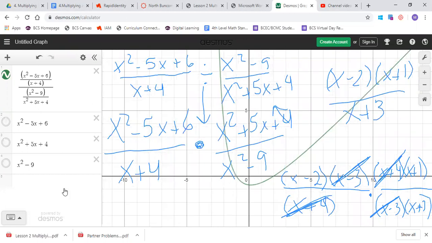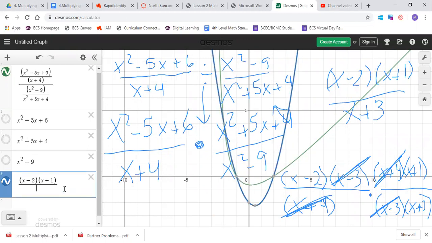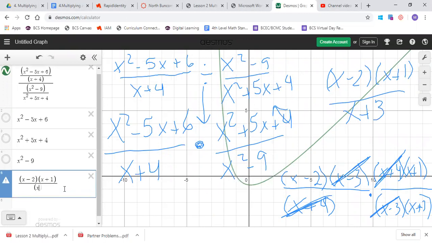And just check my answer, which is something I've been really focusing on, checking my answers. I'm going to type in x minus 2, x plus 1, all divided by x plus 3. If we've done it correctly, they overlap. And you can see that if I turn off the green and the blue, green shows up, and then blue overlaps it. That means that they are equivalent or the same.